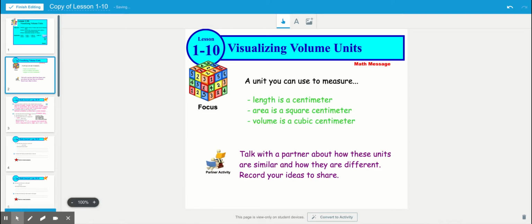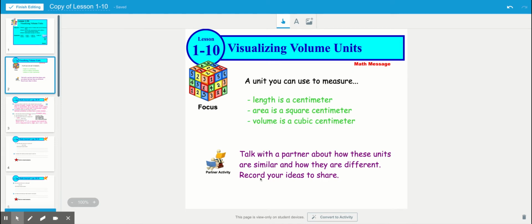So a unit you can use to measure length, you can measure area, and you can measure volume. Notice the difference between the three though. The length could be a centimeter, but if we're using centimeters and we're measuring area, that would turn into a square centimeter. And that would change if we were measuring volume. That would change into a cubic centimeter.